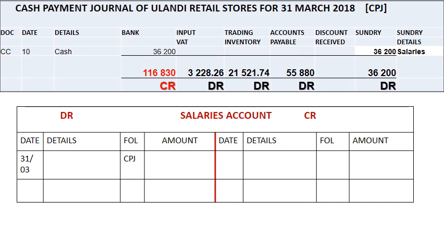The last entry in the CPJ is the sundry item called salaries. We go to the salaries account. On the debit side, we show the date at the end of March, the details, bank, the folio, CPJ, amount as shown under the sundries. If we had discount received, we would go to the discount received account and post the entry.